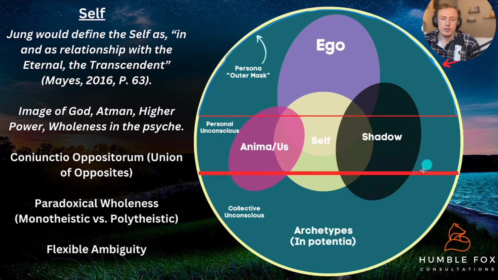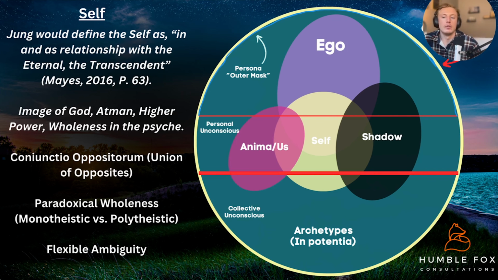So the self archetype, this is the big shebang. Jung would define the self as in relationship with the eternal and the transcendent. And so what we're trying to do here is describe the ineffable. And this self could be called the image of God. Maybe it's to you the Atman, a higher power, or a sense of wholeness in the psyche.